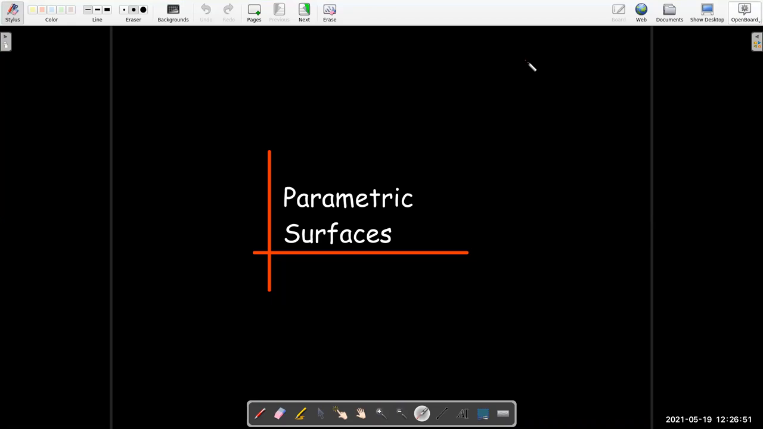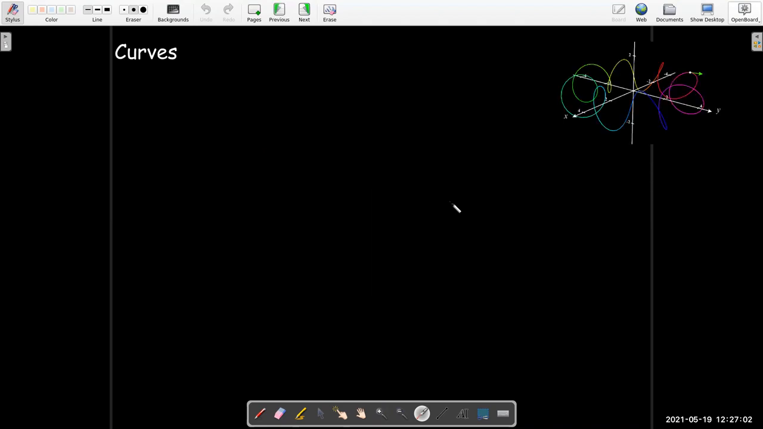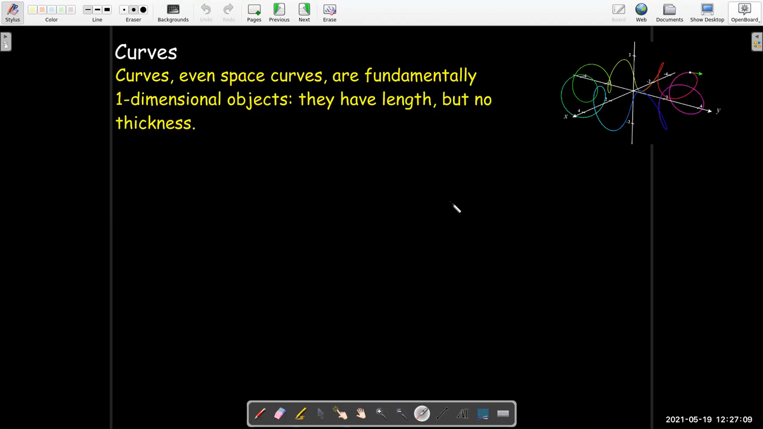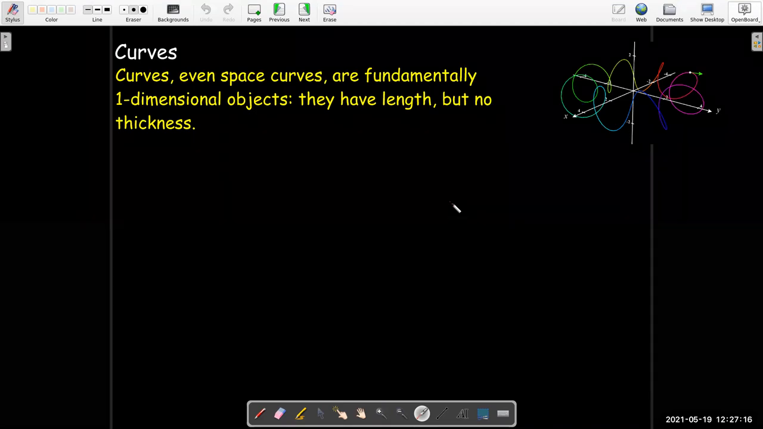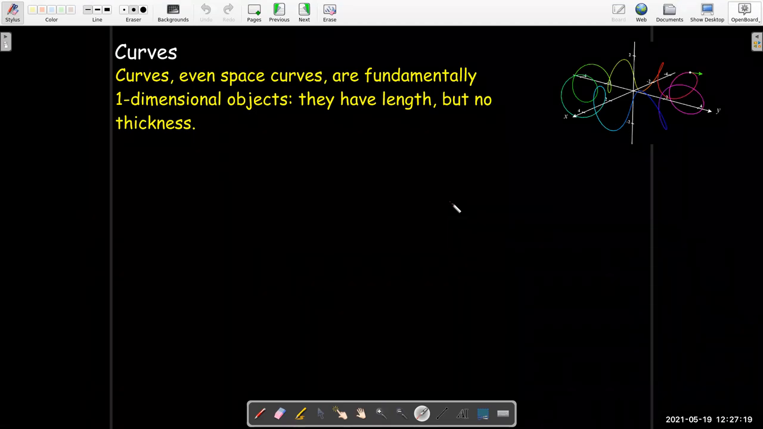In this short video, we're going to talk about parametric surfaces. Let's start with a refresher about curves. Now, a curve, even a space curve, is really just a one-dimensional object. You can measure its length. We have arc length. But there's no thickness, there's no area, there's no volume associated with a curve.